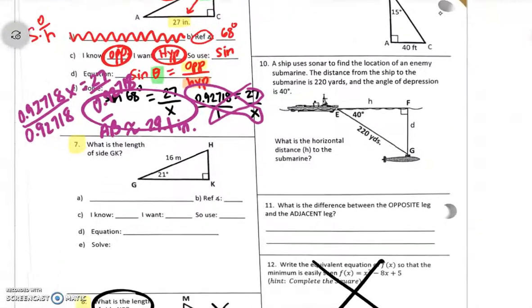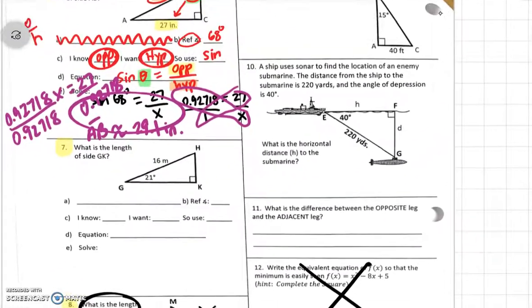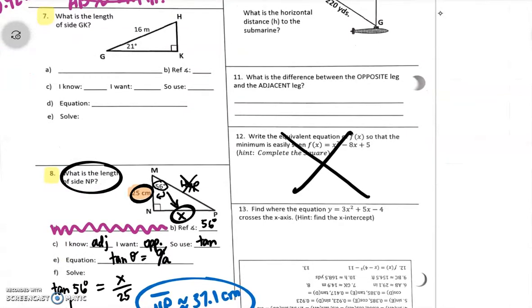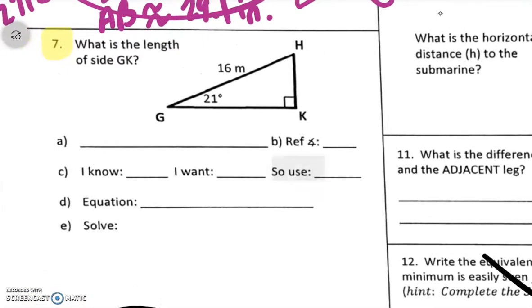So that's a couple. The rest of them are pretty similar. I think the hardest thing you guys need to realize or practice at is deciding whether to use sine, cosine, or tangent ratio. So you want to decide that based on the angle you're using and the information that's given to you. So for example on number 7, we're using this 21-degree angle. They're asking us to solve for GK, so we're going to label that X. Notice how that is the adjacent side to that angle.